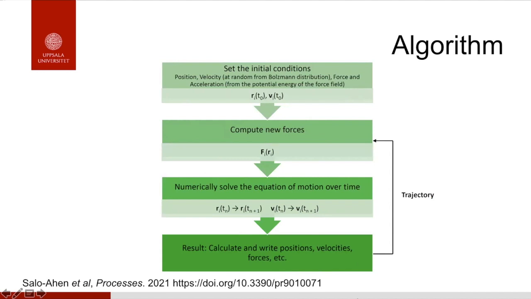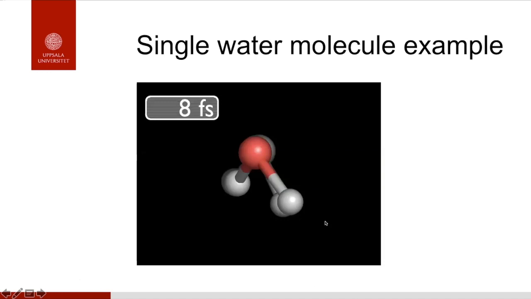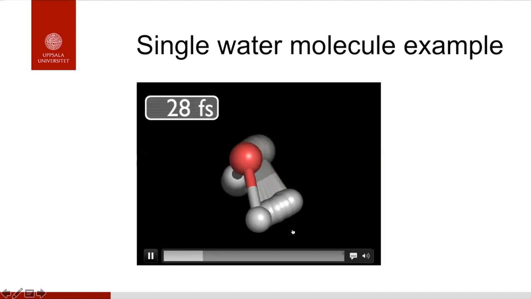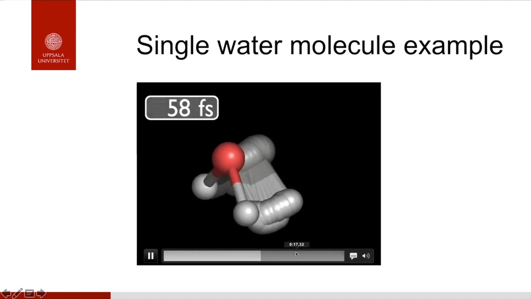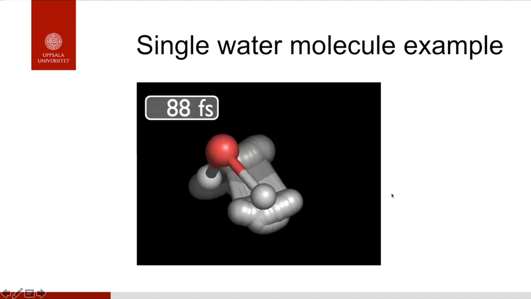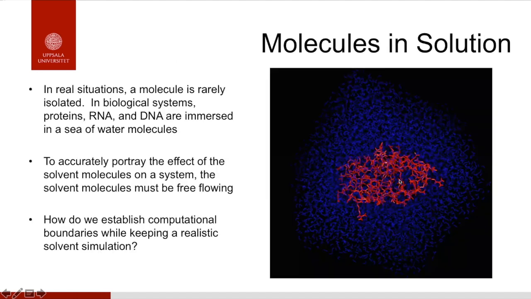So basically, we do it in a loop for the entire trajectory, for let's say 2 microseconds or whatever it is. This is just a simple example of how it could look for a water molecule. So it just moves with this 2 femtosecond step, bit by bit. So it could be either due to thermal fluctuations or interactions with other molecules, but it doesn't stand on the same place.